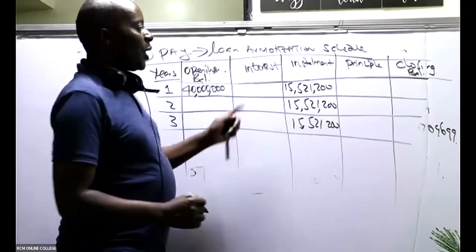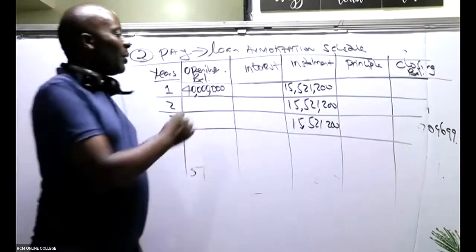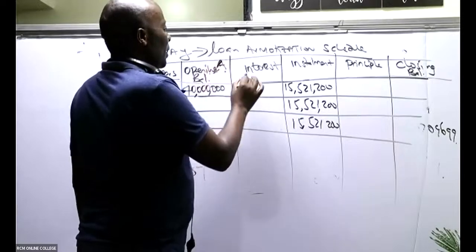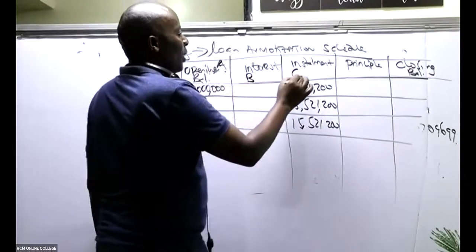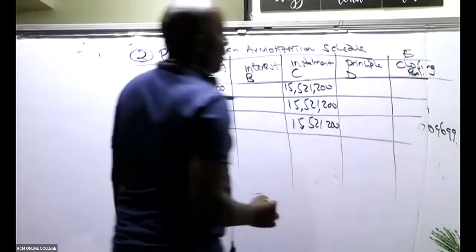There will be issues like what? Interest. Interest will be there. So remember, this is our column A, this is our column B, this is our column C, this is our column D, and this will always be our column E.